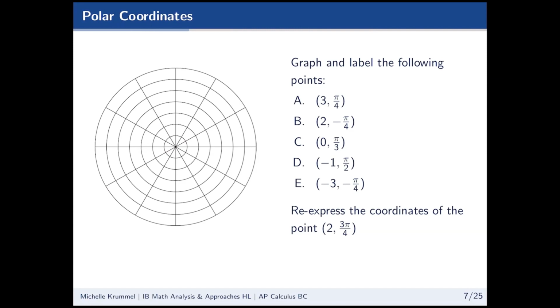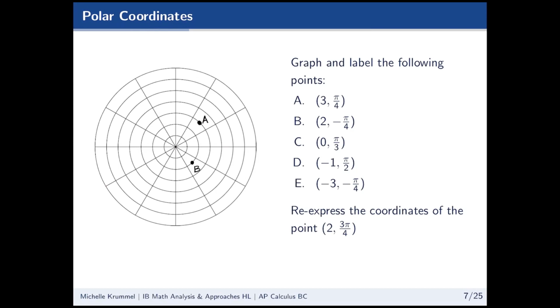For point A, we're going to use an angle of pi over 4 and an r value or a radius of 3. So I find it a little easier to think about the r first. I'm going to go out a radius of 3, which is taking me right here. And then I'm going to rotate counterclockwise pi over 4, which would be this point right here. So there is my point A. Now point B has a radius of 2 and an angle of negative pi over 4. So radius of 2 takes me here, and then negative pi over 4, we're just going clockwise, which would be this point right here for point B.